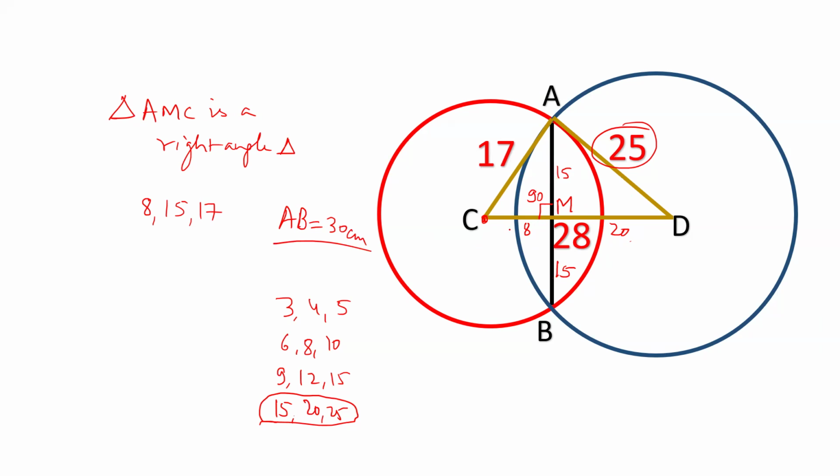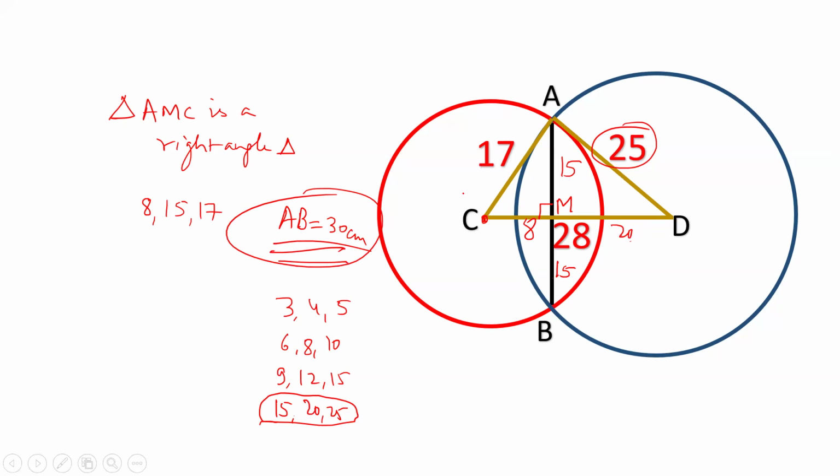Now if you take CM as 15 and AM as 8, that will not satisfy the second condition, and CD will not be 28 in that case. For example, if I take 15 here, CM 15, and 8 here, then this will be 13. 13 and 8 will not form any triangle, let alone a right angle triangle. So definitely AM is 15, CM is 8, and this is 20: 8, 20, 15, 25. So we have got the value of AB as 30 centimeters.